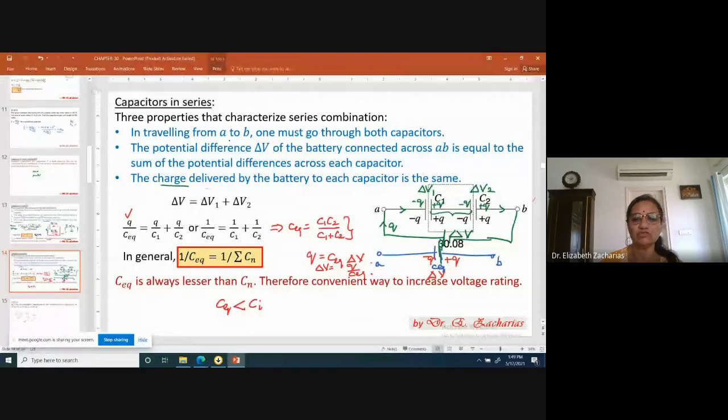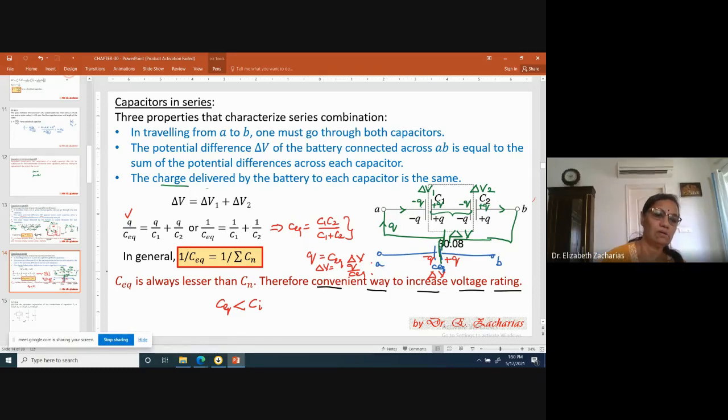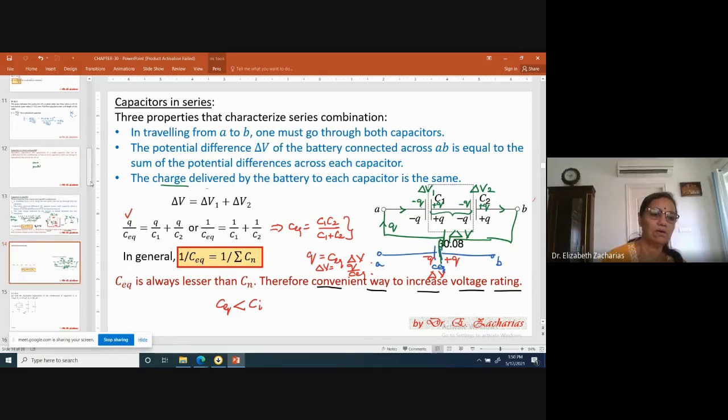The answer to this question is, you connect capacitors in series because this would be a convenient way to increase the voltage rating. Let's see what it means. Do you remember in the last chapter we have seen something called dielectric breakdown? Anyone remembers what is dielectric breakdown? Anyone?